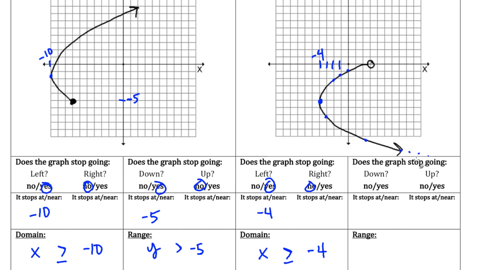All right, our last range, and then we're done. Does the graph stop going down? No. There's no limitation. Does it stop going upwards? Yes. The highest it goes is 0. This is 0 right here. So everything is below it. So all these points have y's that are less than 0, and it never quite hits 0. It looks like it gets really close, but it never quite hits there. And that is it. Thank you.